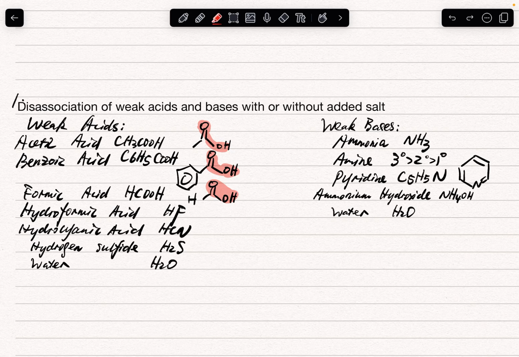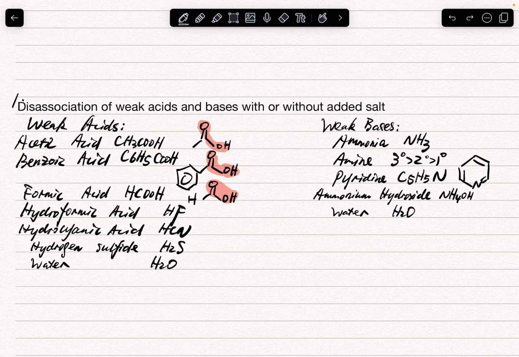All right, and then hydrocyanic acid, HCN, hydrogen sulfide, H2S, and then the famous water, H2O, right? Water is not just a weak acid, it's also a weak base. The other weak bases are ammonia, NH3, and amines. A tertiary amine has stronger basicity than the secondary one, than the primary one, but they're all weak bases. And then pyridine, and ammonium hydroxide, okay?